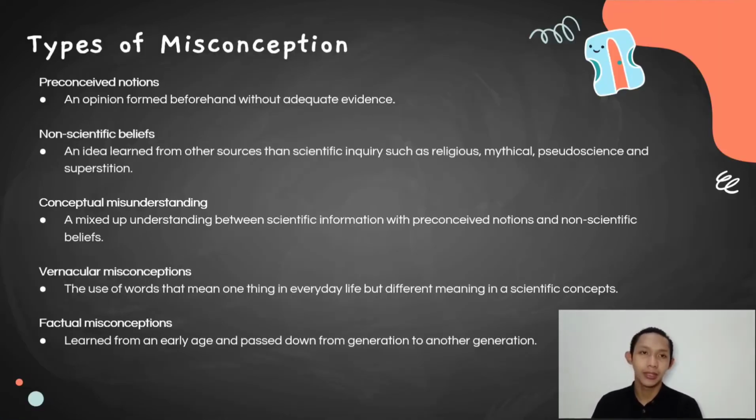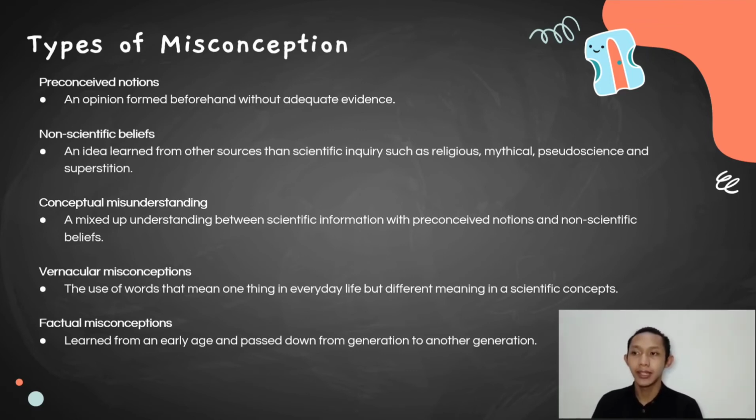Next is types of misconception. As already presented by previous group, I will just go through briefly about this point. There are 5 types of misconception, which are preconceived notion, non-scientific belief, conceptual misunderstanding, vernacular misconception, and factual misconception. So what is preconceived notion? It is an opinion formed beforehand without adequate evidence or lacking of evidence. Non-scientific belief is an idea learned from sources other than scientific inquiry, such as religious, mystical, pseudoscience, and superstition.